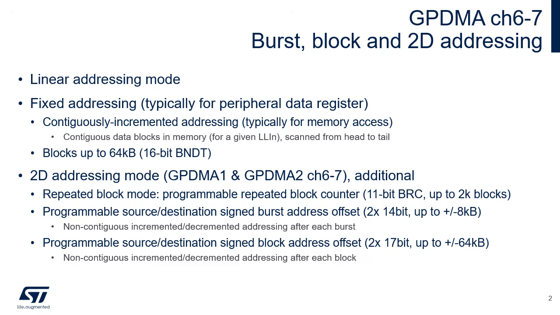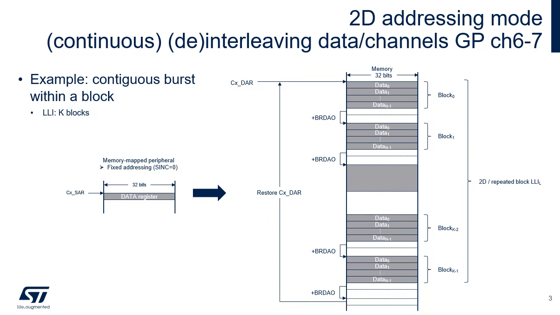It's to be added that from a software driver point of view, the GPDMA2 channels 0 to 7 are registered as DMA channels 8 to 15. From a software driver point of view, the 2D addressing capable DMA channels are the channels 6, 7, 14, and 15. This figure highlights the repeated block mode and the stride between blocks.